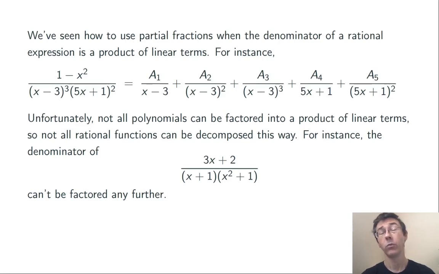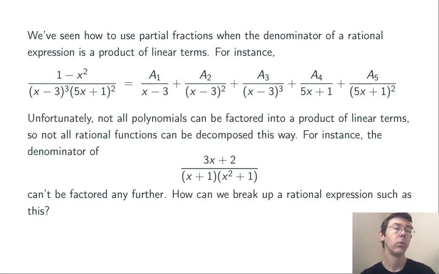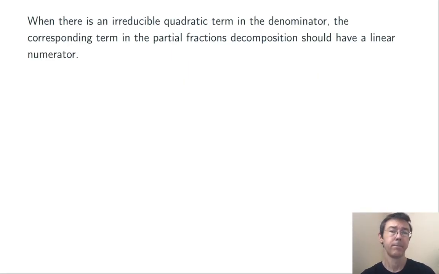For x squared plus 1, b is 0, a and c are both 1, so that discriminant b squared minus 4ac is negative 1. X squared plus 1 really is irreducible. So we would like to break this up with two terms, one with a denominator x plus 1, and the other with a denominator x squared plus 1. How do we do that?